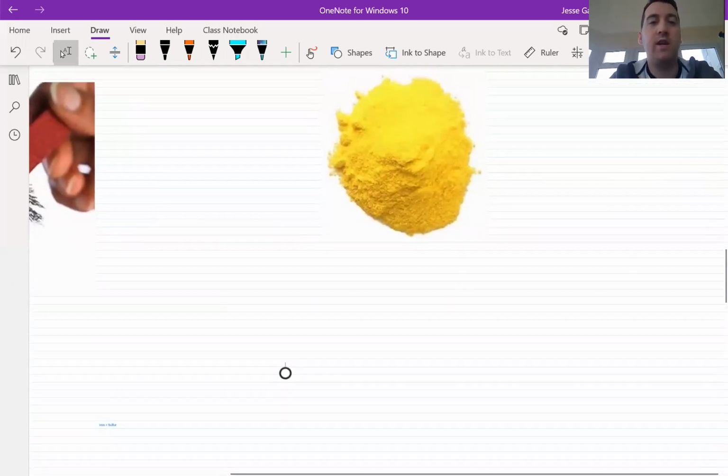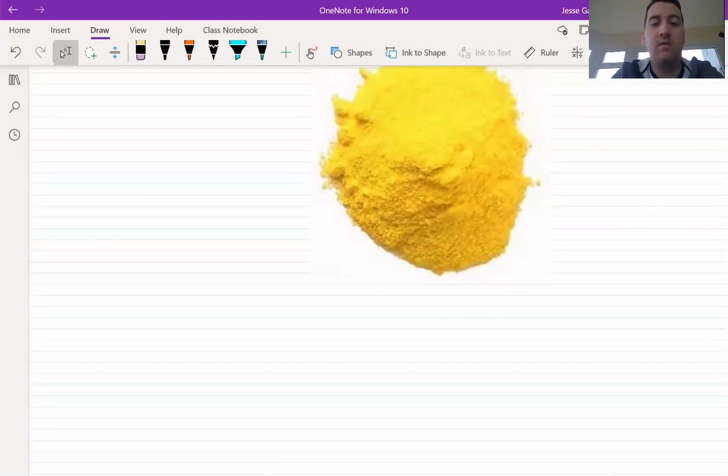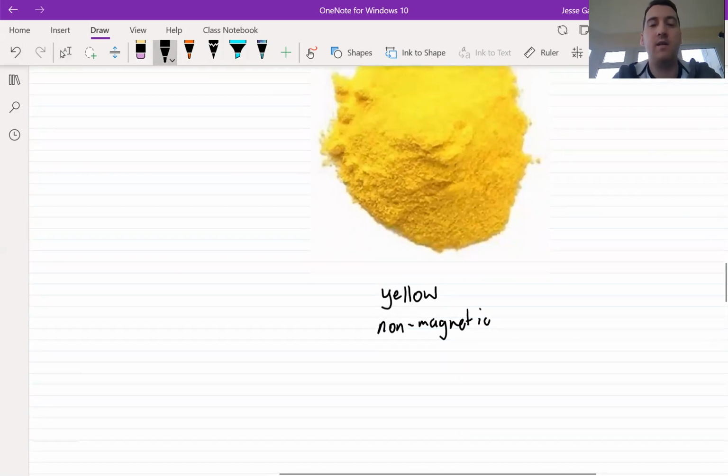This substance is quite different. This substance has a color that we would describe as yellow. It's yellow in color. We can see that. That's its appearance at the beginning. We can see it, so it's a property. It will be non-magnetic. It doesn't stick to a magnet. Non-magnetic, not a metal, so it's not going to be magnetic. It looks obviously to be a solid.